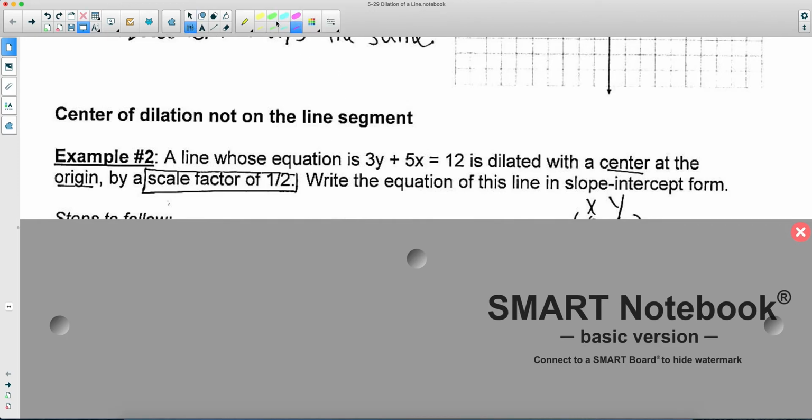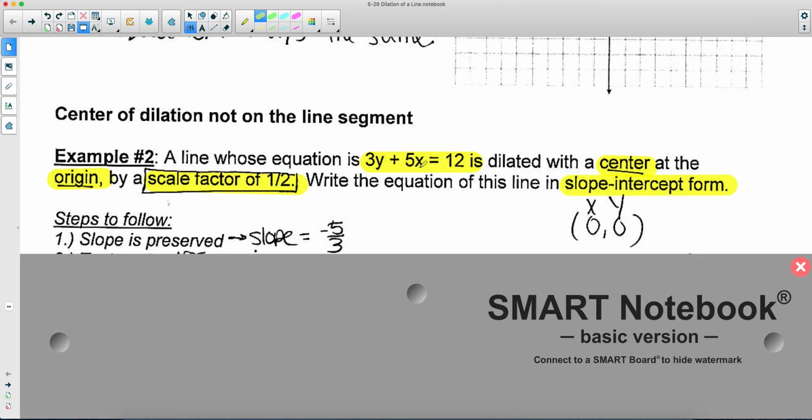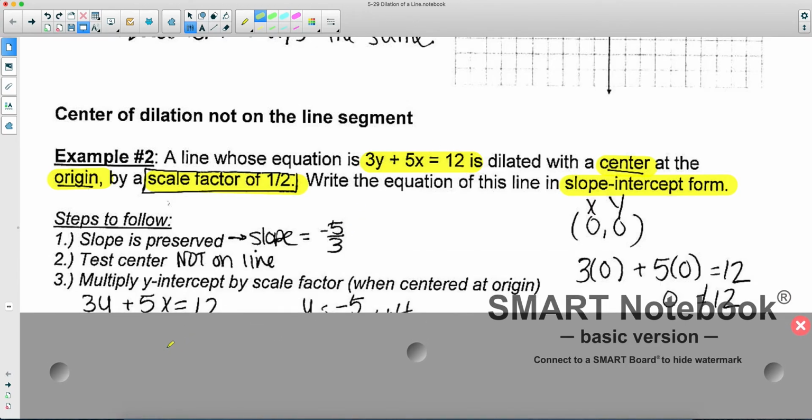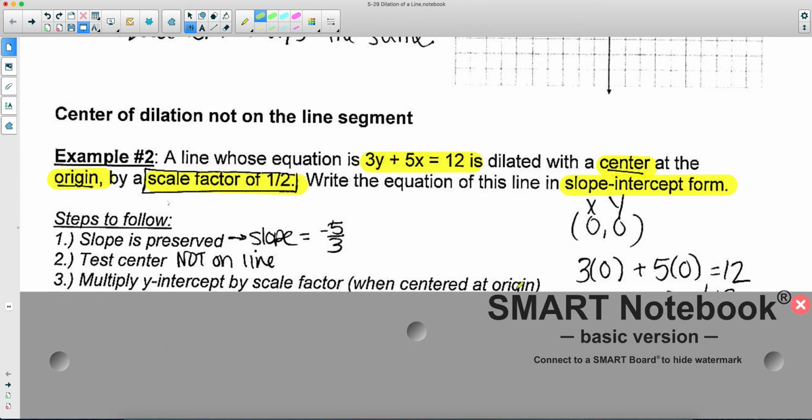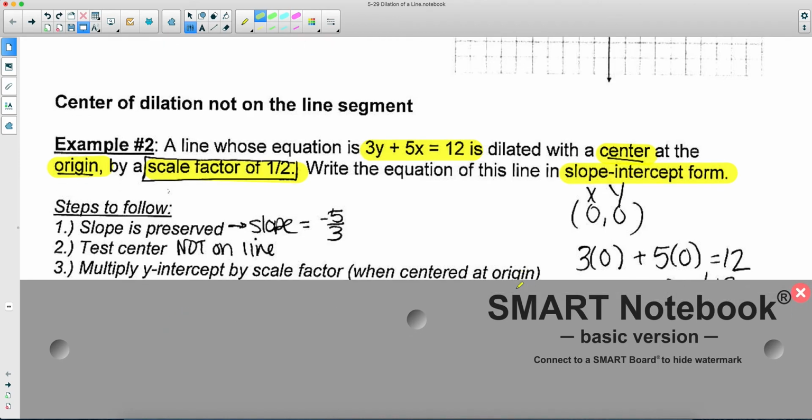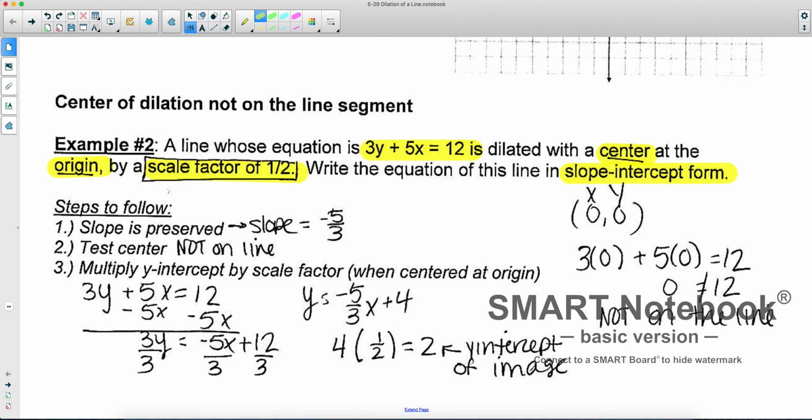Okay, so that's important, right? Slope-intercept form is y equals mx plus b. Here's the equation, centered at the origin, scale factor of 1/2. Okay, so here are the steps. Slope is preserved, right? So I know that I first have to get this into y equals mx plus b form to find my slope. Then I'm going to test the center. Then I have an extra step to do. So I'm going to show you what I did first and kind of walk you through it.